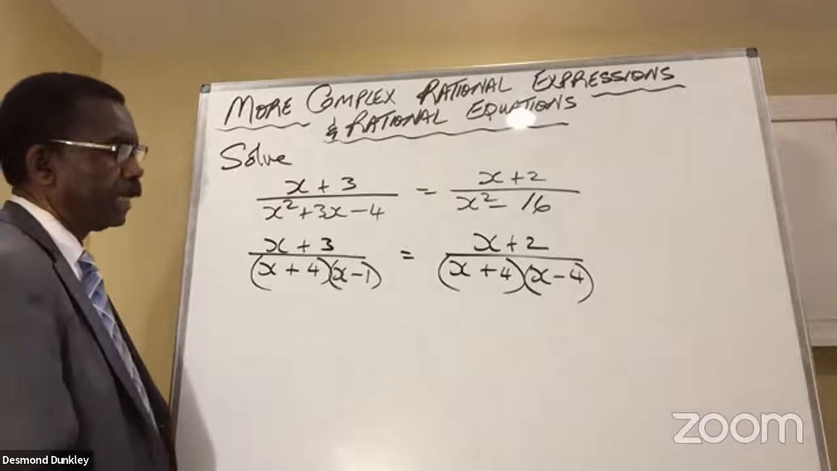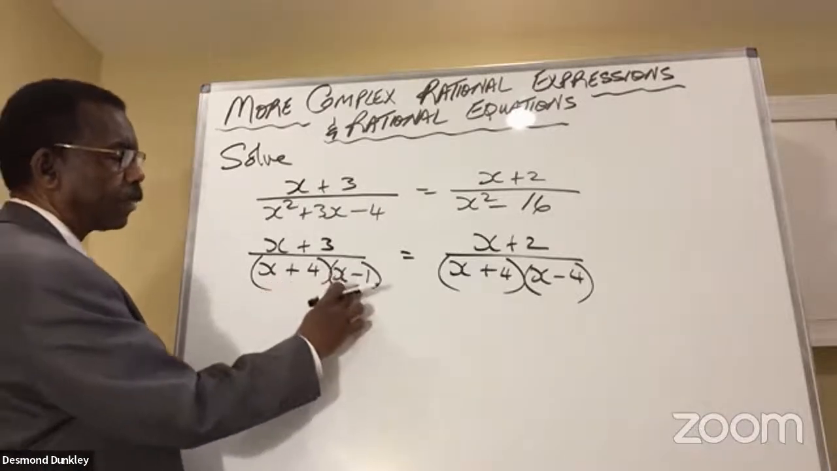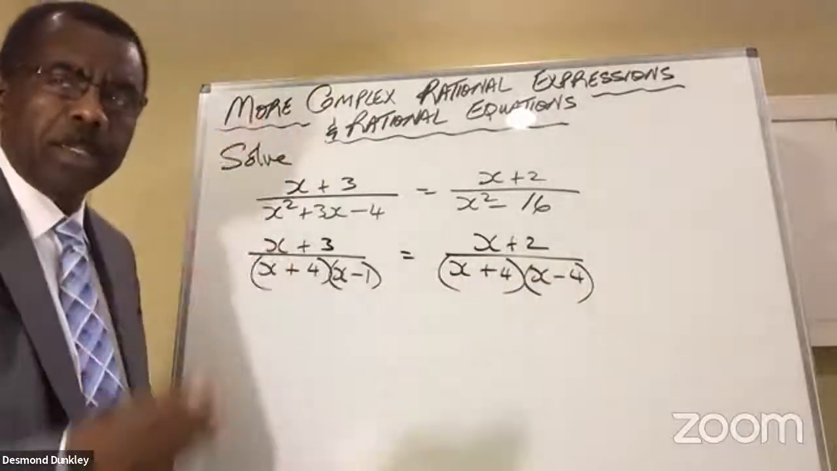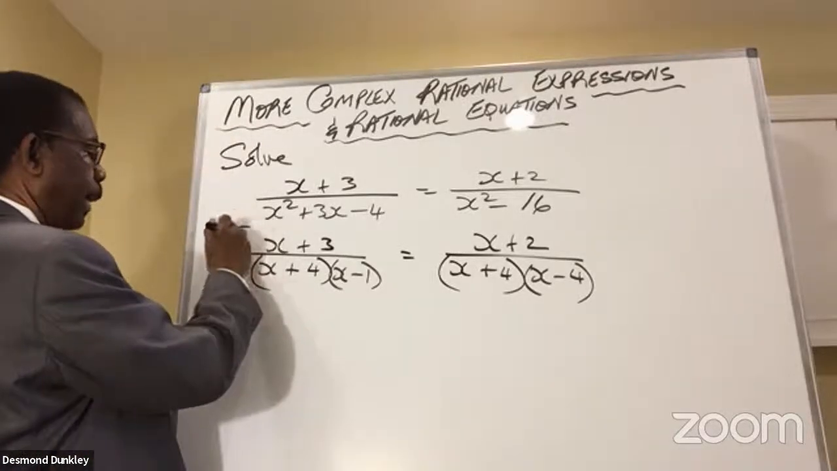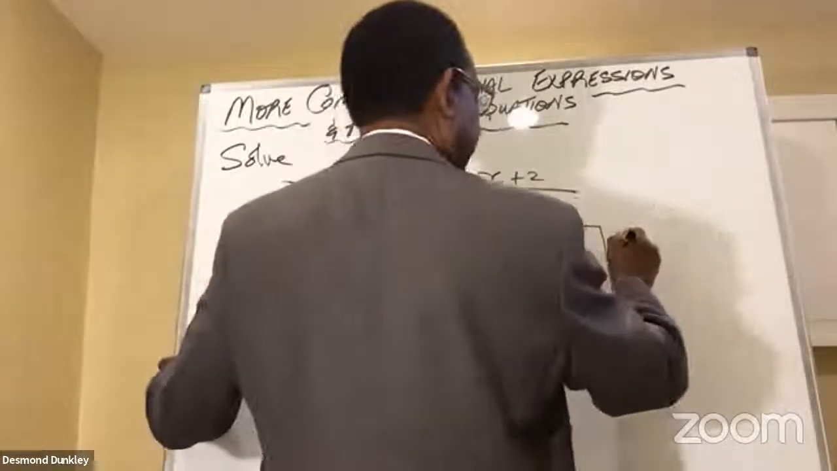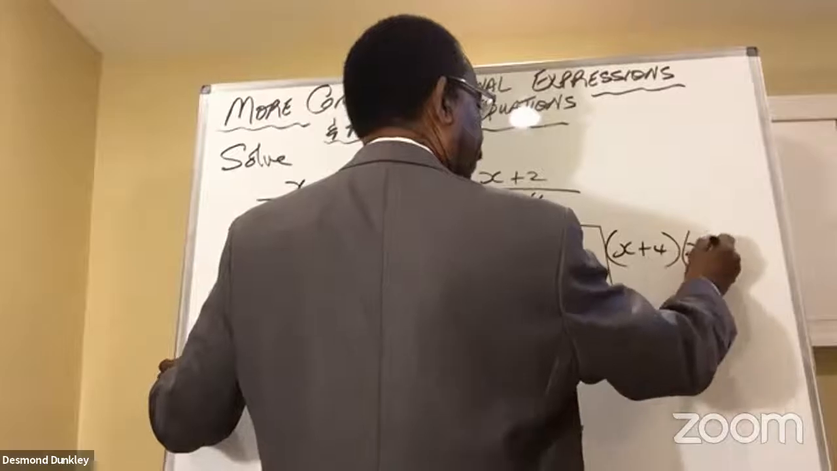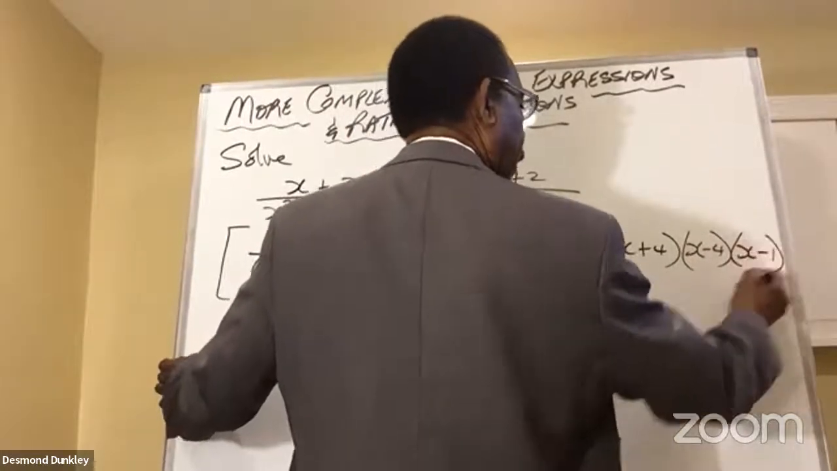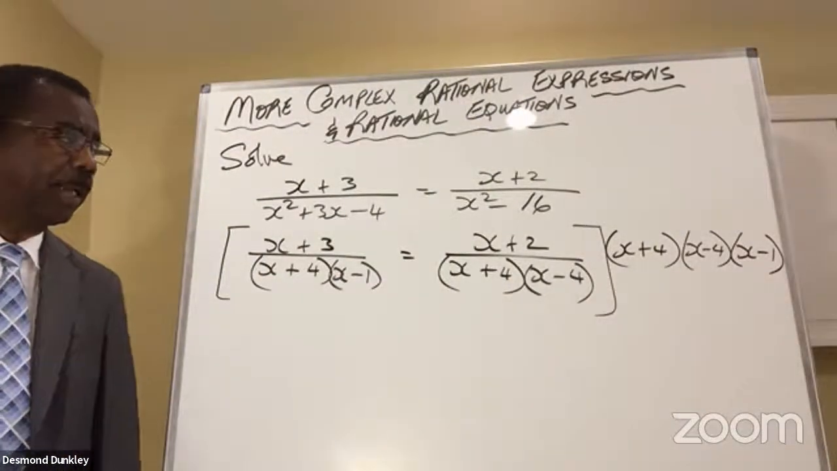Okay, what's the common denominator? The common denominator will include x + 4, x - 1, and x - 4. So it has three binomials. Okay, so we're going to multiply both sides by x + 4, x - 4, and x - 1. Those are the three factors that will make the common denominator.